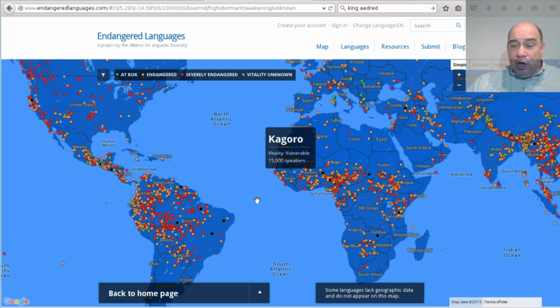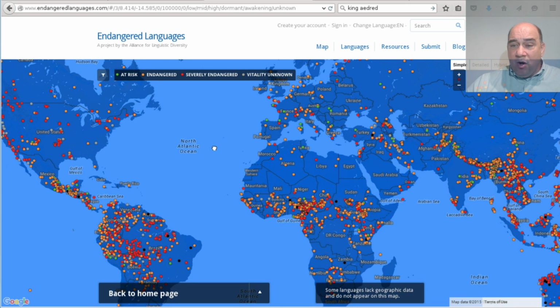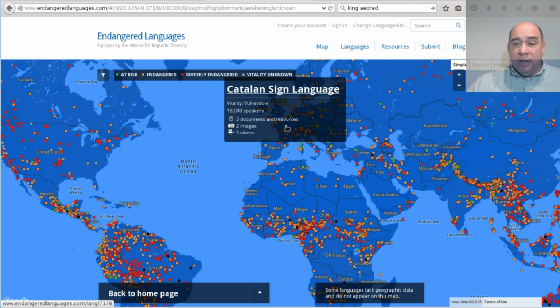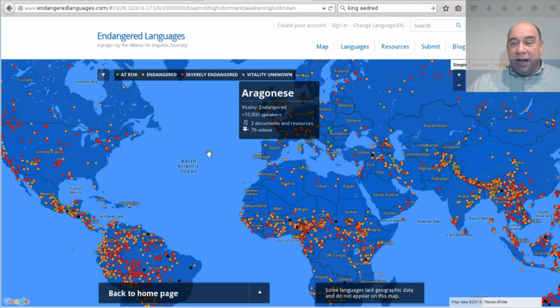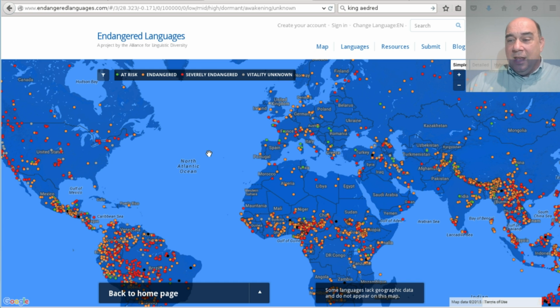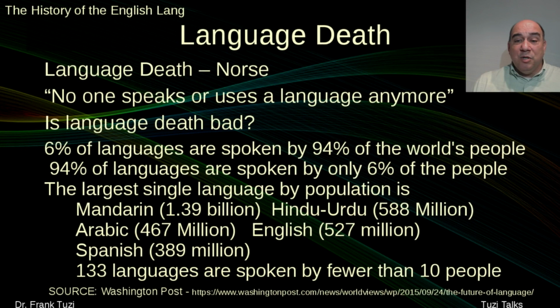And as you look out at the whole map, it's amazing that you see all these different languages, and most of them are not being used by many people. Most of them have very few people using them. Sign language. Well, we don't care about sign language necessarily. Look at that. Fewer than 10,000 people. Aragonese. Never heard of it. But it's a great place to come look and see how few speakers many languages actually have.